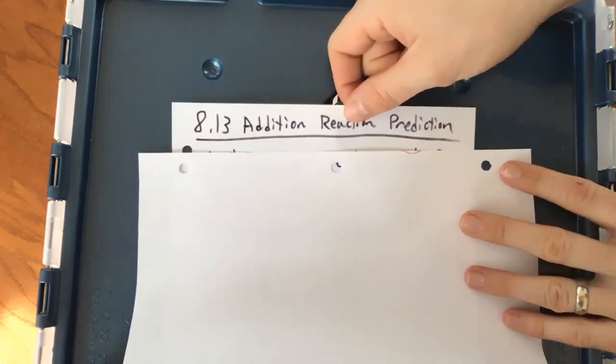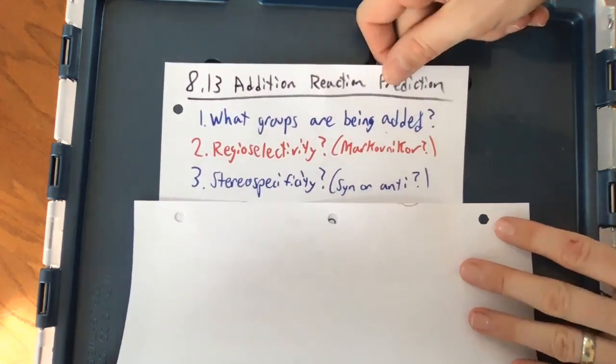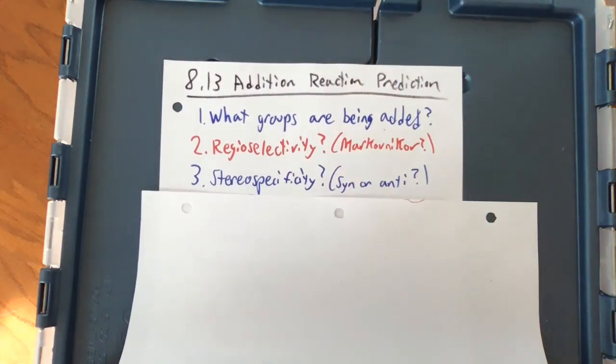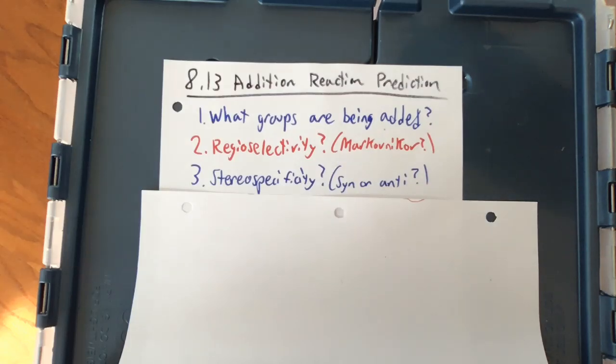And in general, they give us 3 steps that we can use to try and figure out what types of products might come from an addition reaction. So the first step, what groups are being added? Remember, we talked about lots of different reactions here: hydrohalogenations, halogenations, halohydrin formations, hydroboration and oxidation reactions. So we need to remember how to know what types of groups are being added.